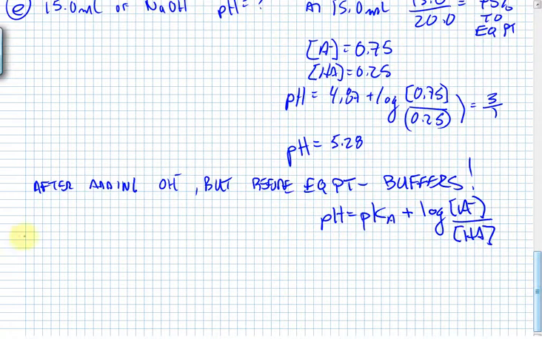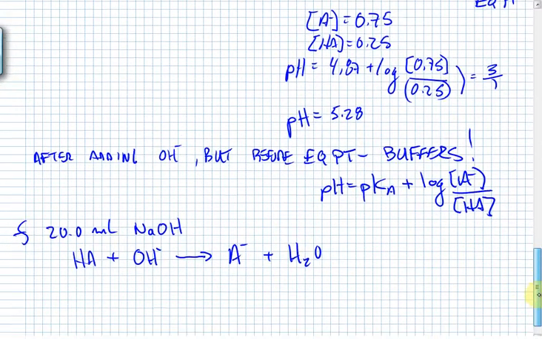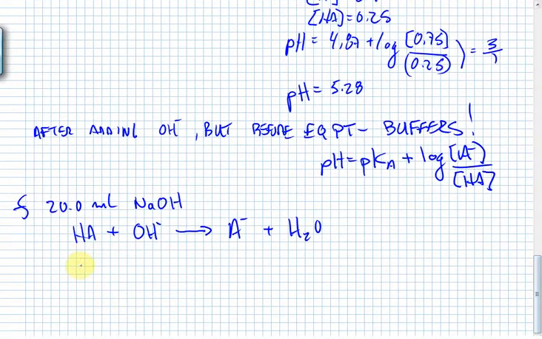Okay, so now we're at the equivalence point. The equivalence point, 20 milliliters of sodium hydroxide added. What's happened? To re-emphasize what the equivalence point is, after we've added 20 milliliters of sodium hydroxide, we've added enough sodium hydroxide to completely convert all of our HA into the A-. So at this special point, and this is just one point on the titration curve, the A- is controlling the pH of the solution. So we've got a weak base, A- reacting with water.